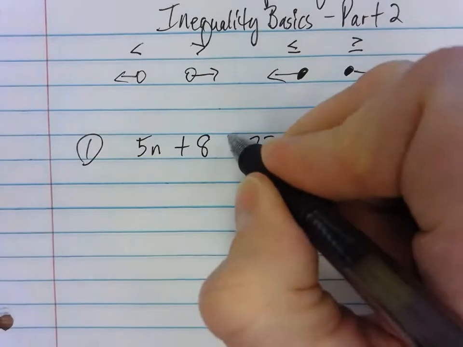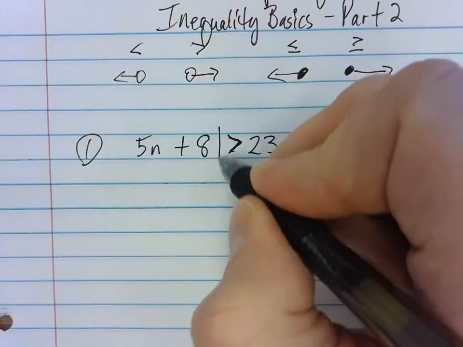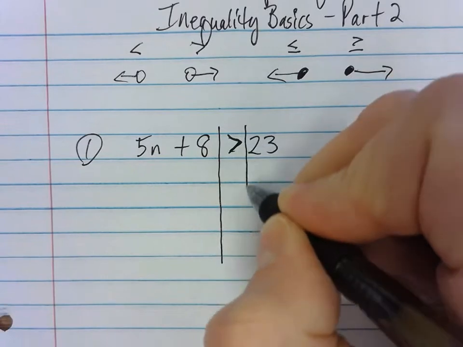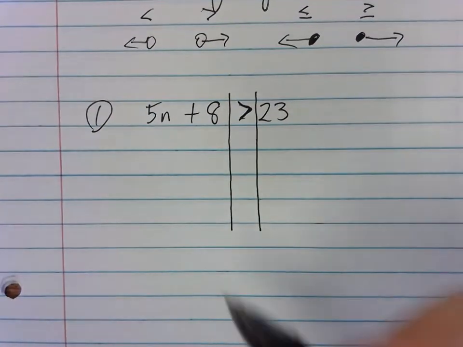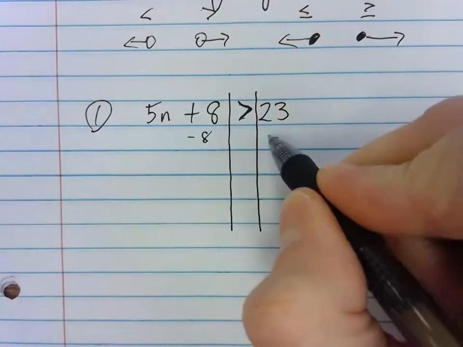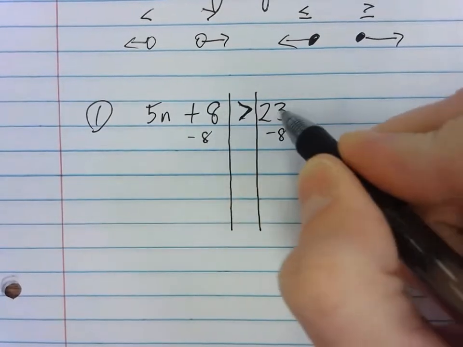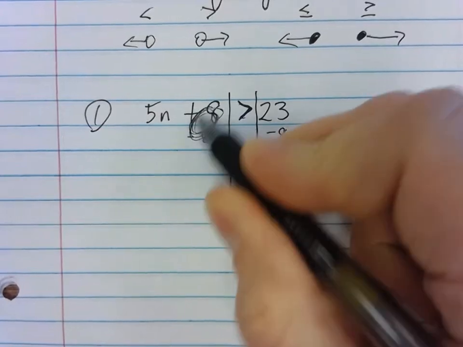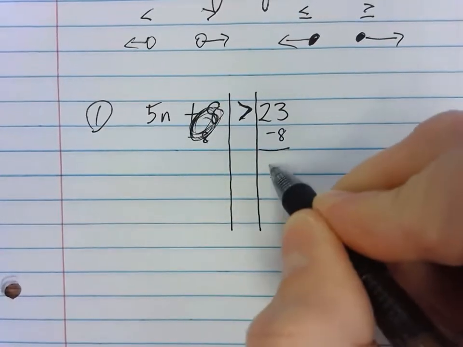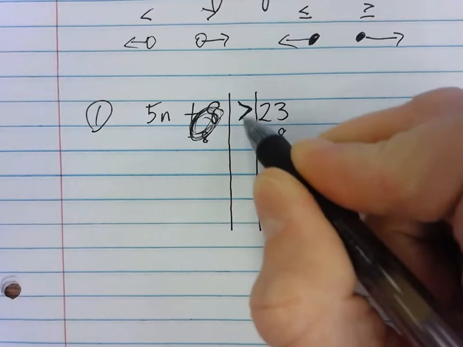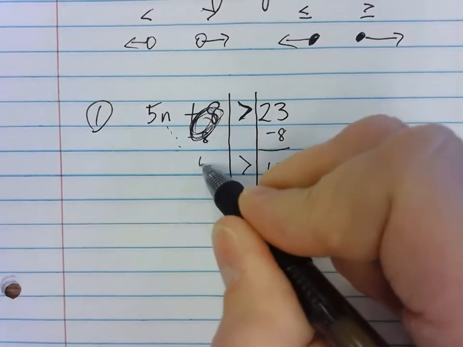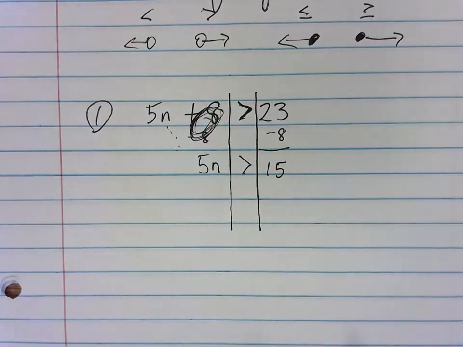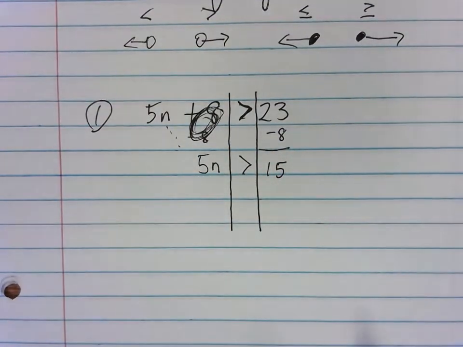All right, just like we did with the equations, I would suggest that you make your little train tracks right down the sides of the inequality. We want to get rid of the 8 first. Cancel it out because that's the constant, so we get rid of the constant first and make a zero pair. 23 minus 8 is 15. You just bring the sign down because we're going to keep it greater than. Bring your 5n down, so then you'd have 5n is greater than 15.